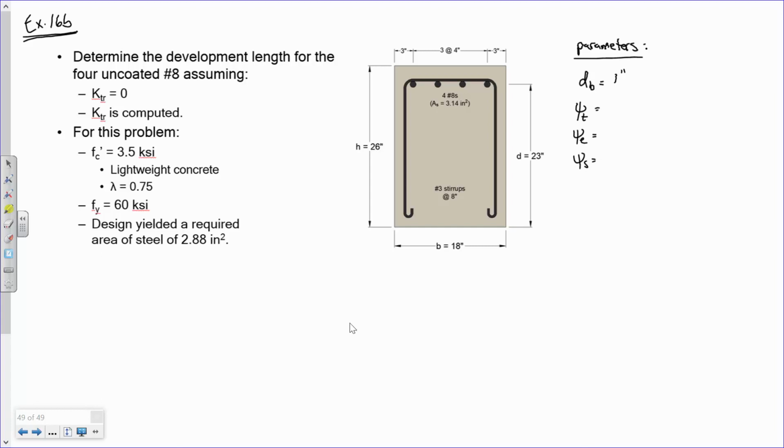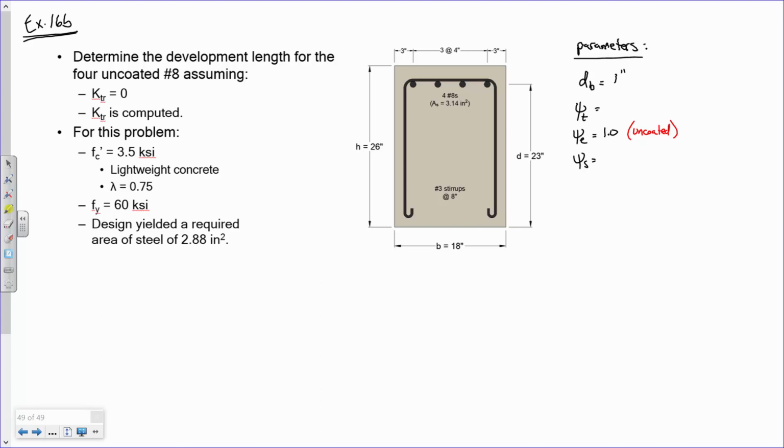Now, before we handle the top bar factor, let's do the other two. What's the epoxy coating bar factor going to be? 1. Why? These are uncoated bars. So this is 1.0, and I'm going to say uncoated. So let me show you something. Anytime I write these factors, I'm going to say 1.0, and then over here on the right, I'm going to put uncoated. In other words, I don't want you to see these numbers as just coming out of nowhere. There's the 1, and then there's the reason.